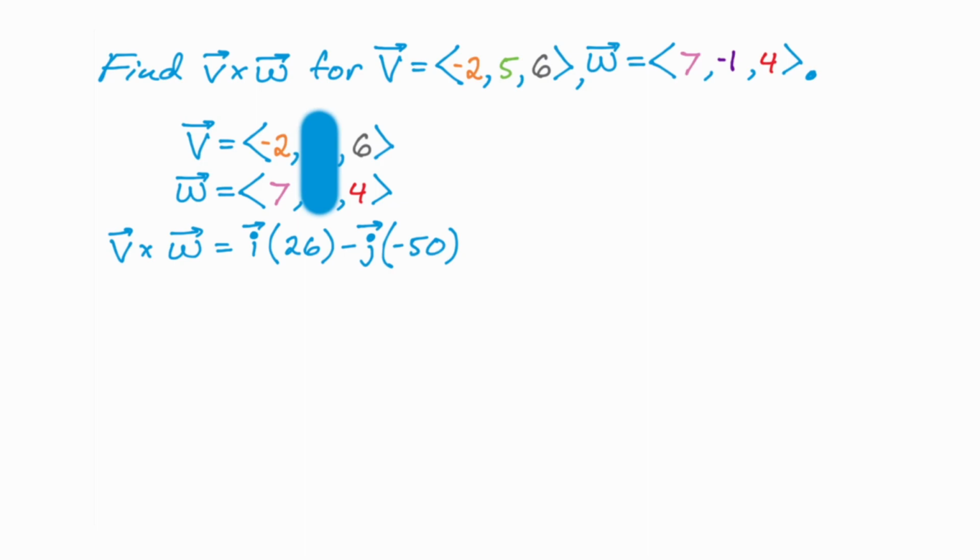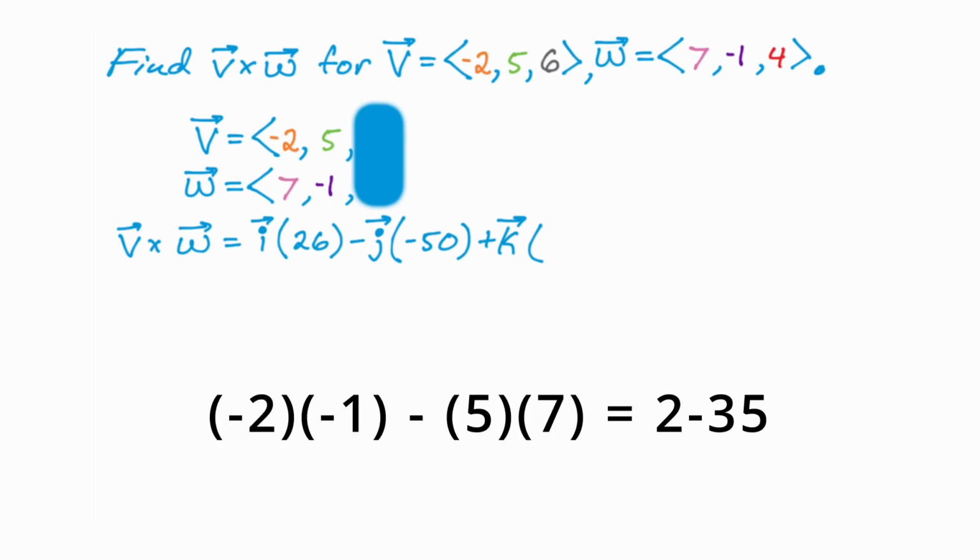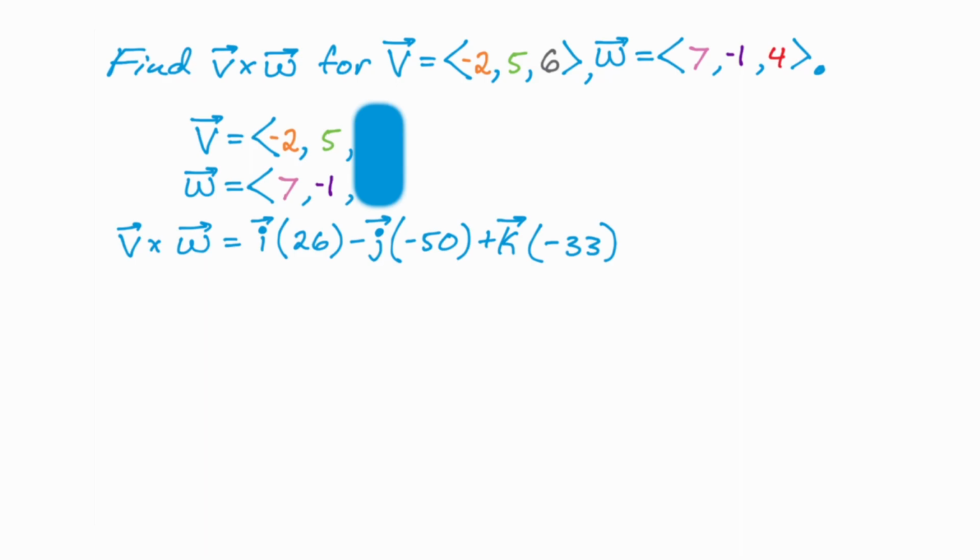And then I'll have plus k. And then I'm going to jump cut again, where I'm going to cross out the k column. So that's gone. And now I have negative 2 times negative 1 is 2 minus 5 times 7, so minus 35. So 2 minus 35, negative 33. So I do them in my head like that all the time.